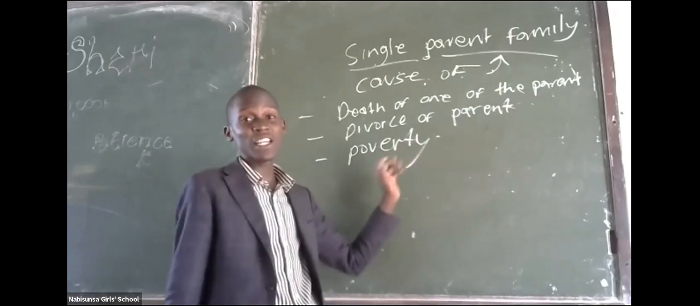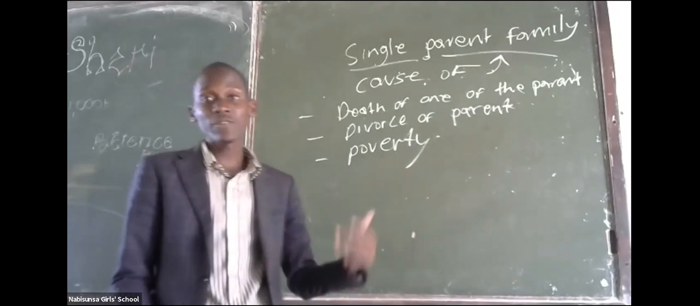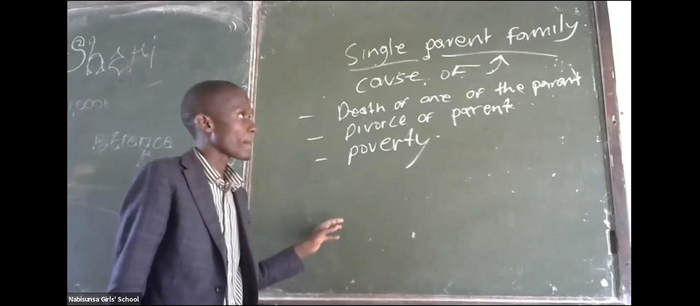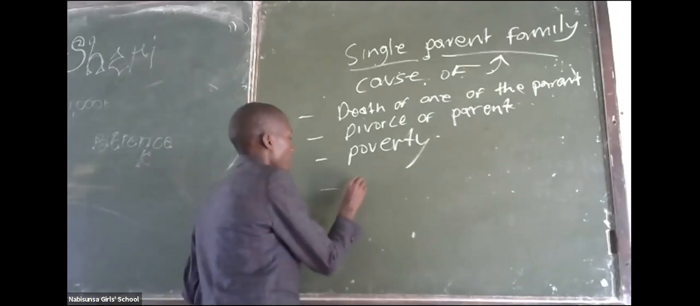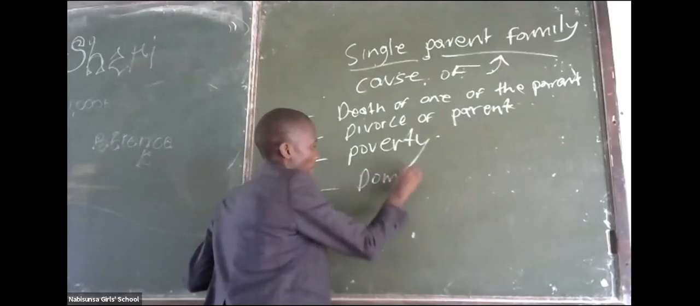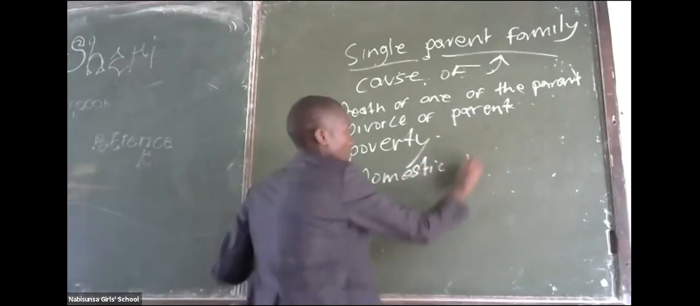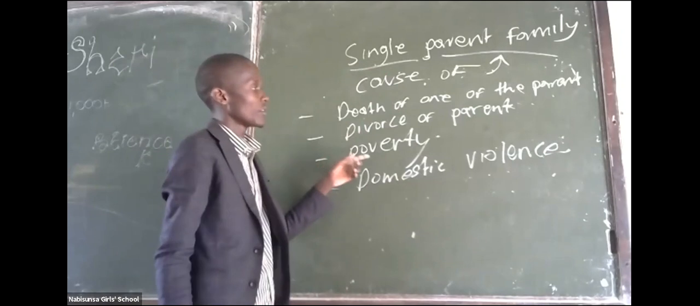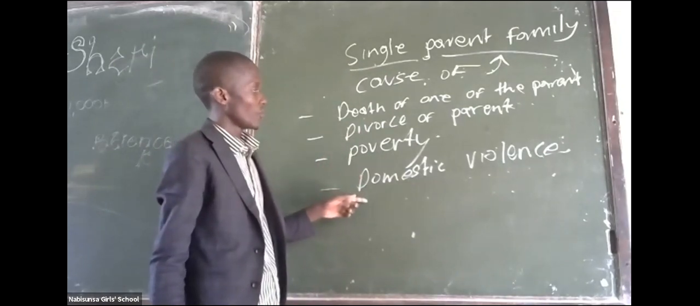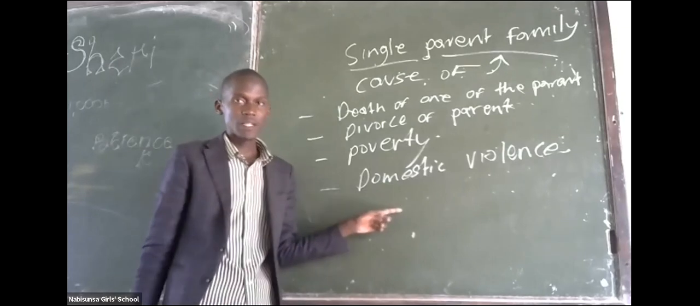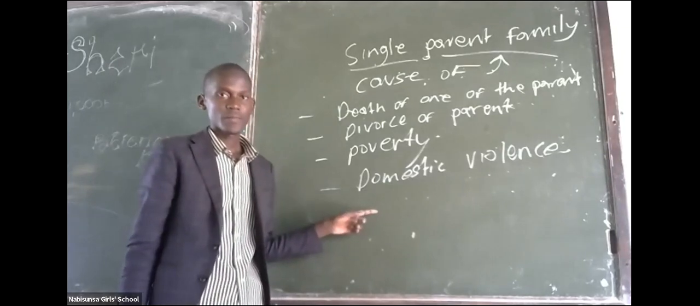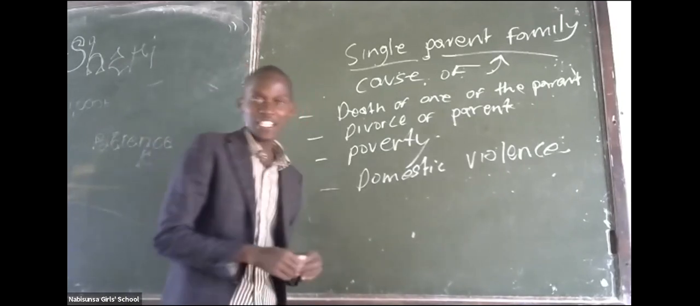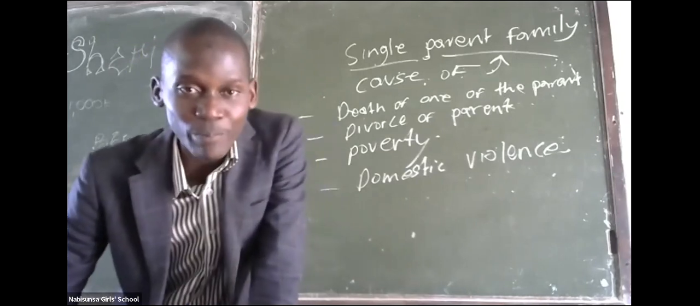So even that one we can say it can be a cause. Yes? Domestic violence, which causes one parent to take his or her children. Excuse me, teacher. Female emancipation. Thank you very much. You're right. Thank you for that point.